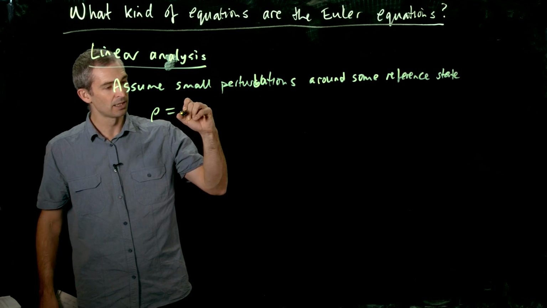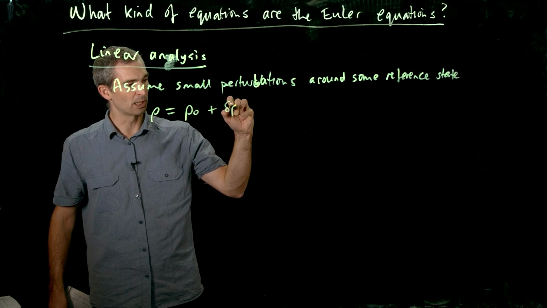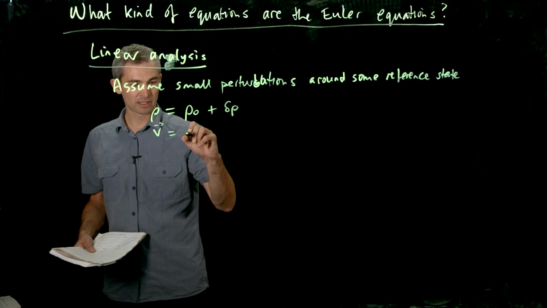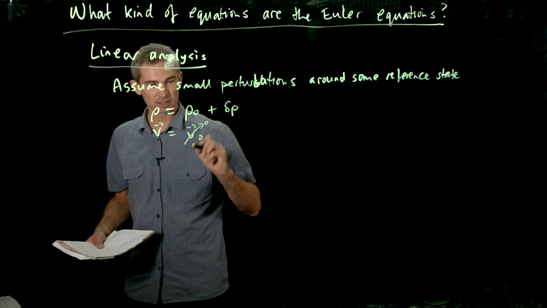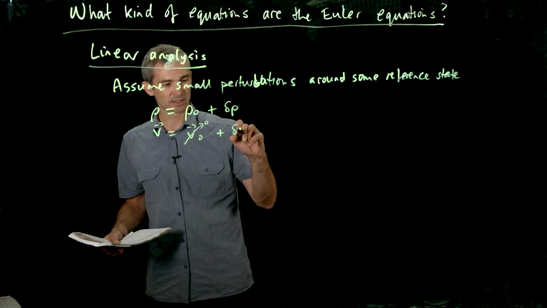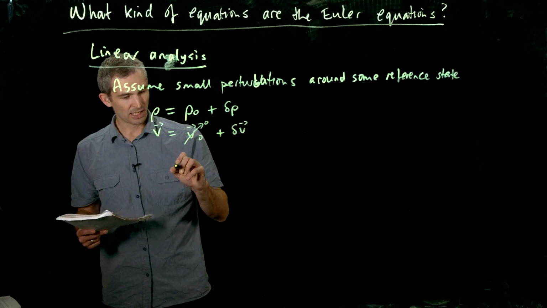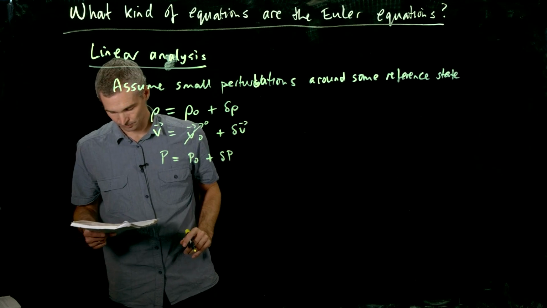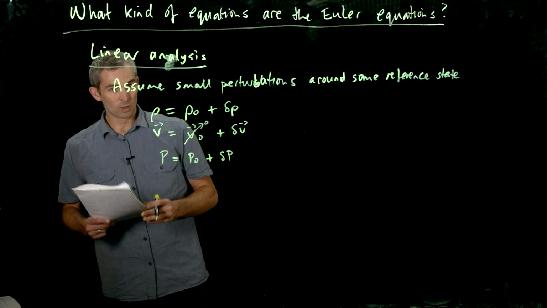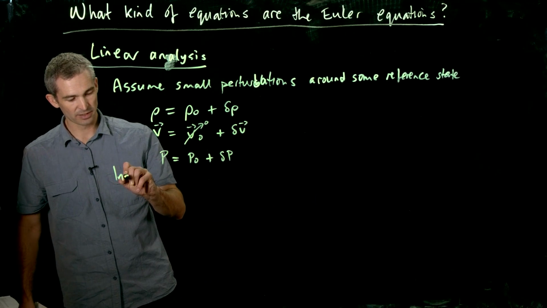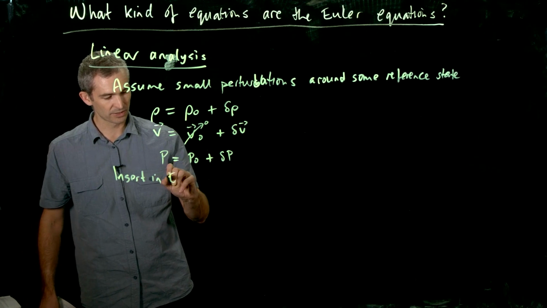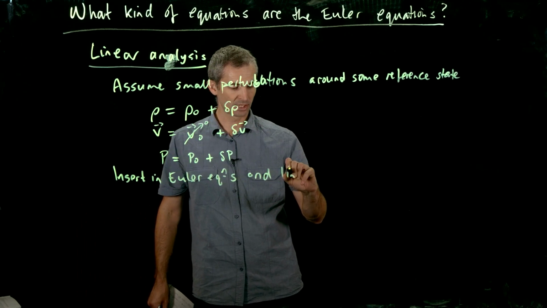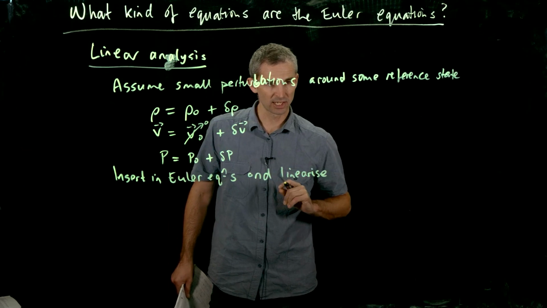So for example, the density equals the background density plus some small perturbation, which we'll call delta rho. The velocity is some background velocity, which we'll take to be 0, as we'll take a medium at rest, plus some delta v. And we take something like pressure as P naught plus delta P. Hopefully you've come across this in other areas of physics. So the game is to insert these into our equations and linearize. Linearize just simply means drop terms that are second order or higher.